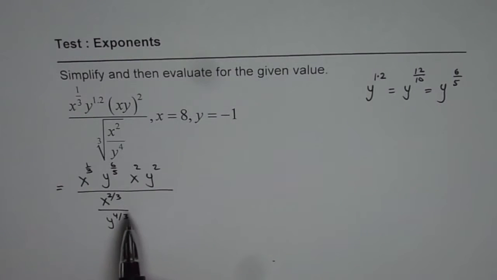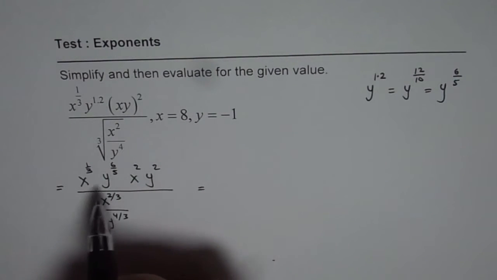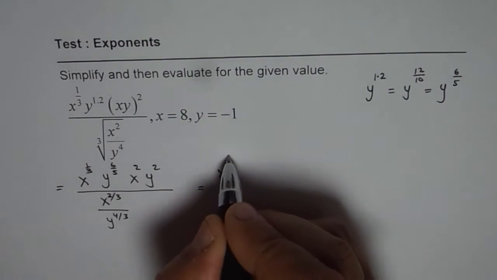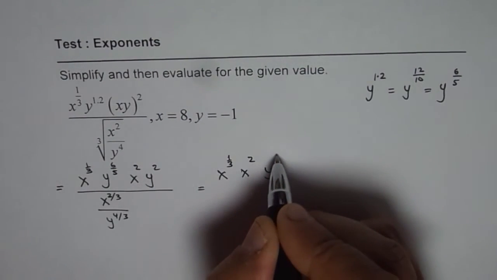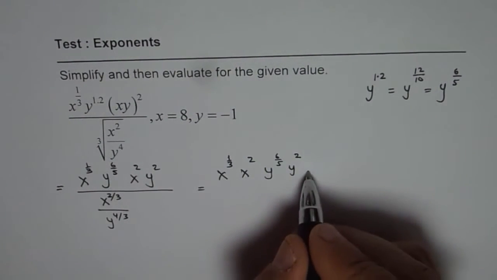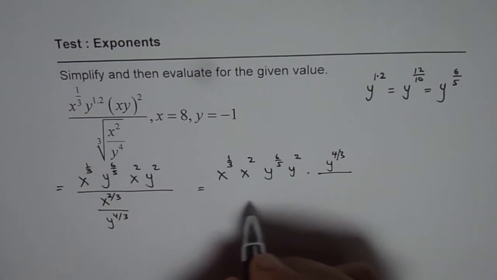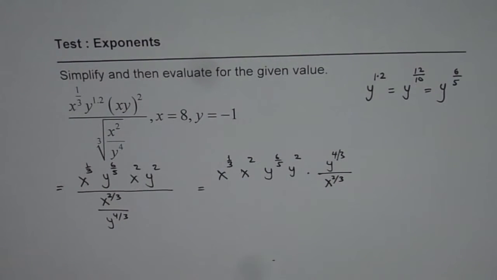Now we can rewrite this. Let me write the terms together at least: x to the power of 1/3, x squared, and y to the power of 6/5, y squared. When we say divide by this, we can say multiply by y to the power of 4/3 over x to the power of 2/3. Do you see that? When we say this divided by that, that means times, you flip them and write.